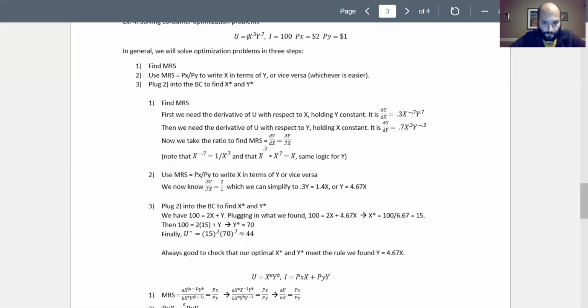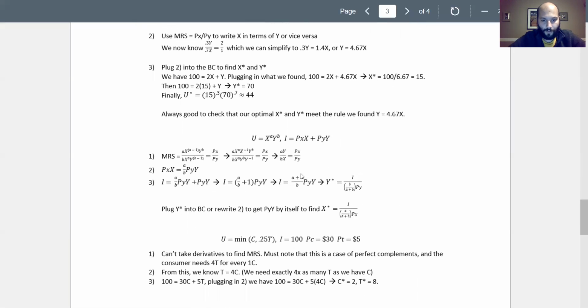One other way you could solve for y: if you take this optimal rule and divide each side by 4.67 to get x by itself, then you can go to the budget constraint, sub out x that way, and then you have y that you can solve for. So either way would work. You just need to get this MRS equals px over py, write it as y in terms of x, and then plug into the budget constraint.